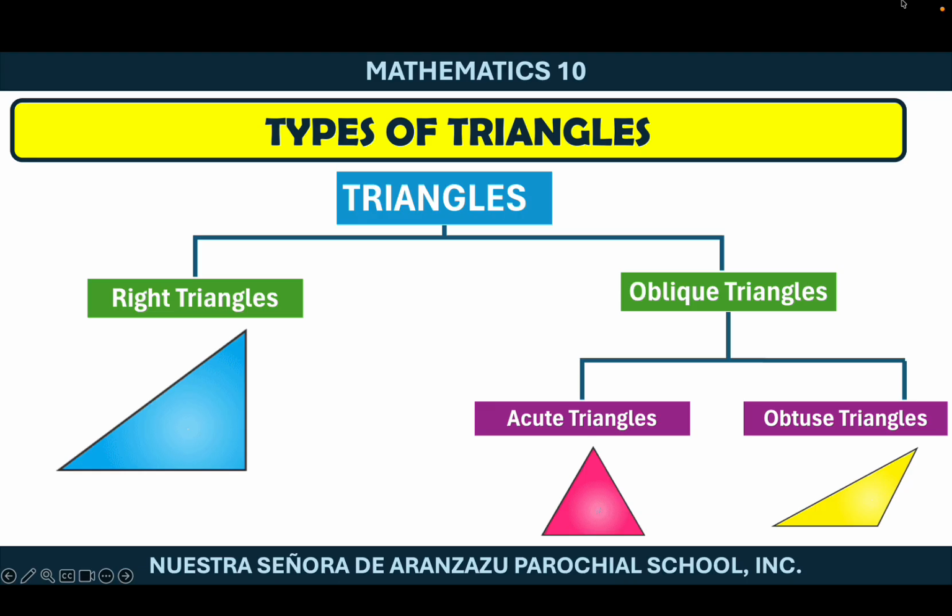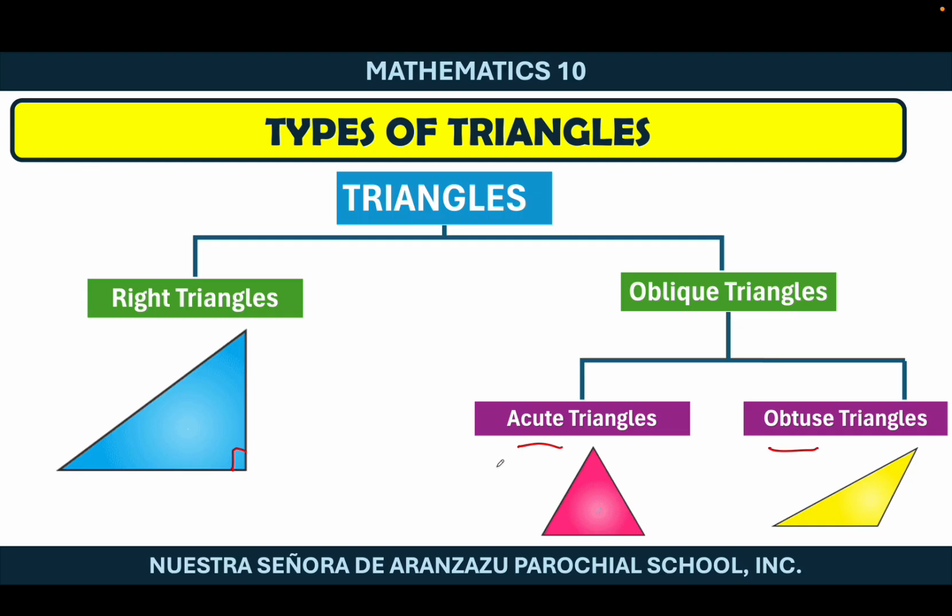So as we all know, the characteristic of a right triangle is that it has one angle which measures 90 degrees. Okay? On this illustration, this angle measures 90 degrees, so we can see that this is a right triangle. While the oblique triangles can be categorized into two: acute triangles or obtuse triangles.